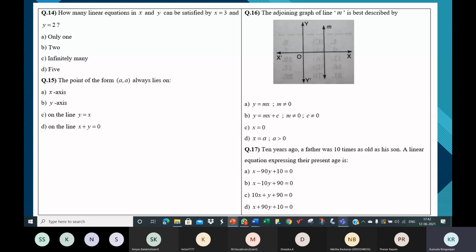So for question number 15, if the answer should be on the line x plus y is equal to 0, that is the sum of the x coordinate and the y coordinate should be 0. The sum of the x coordinate and the y coordinate should be 0.